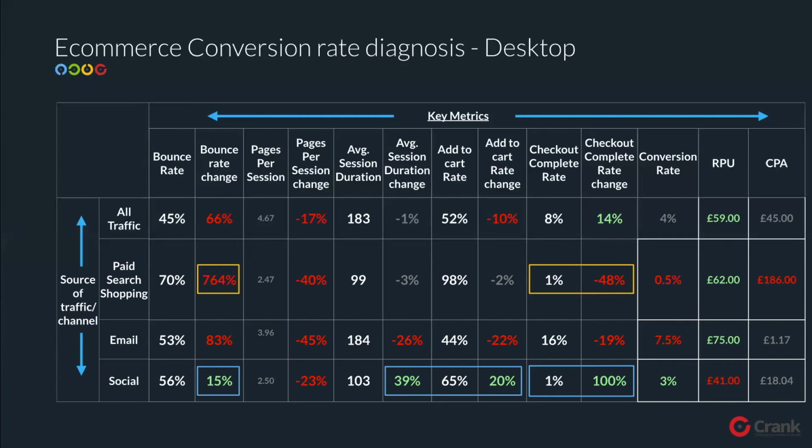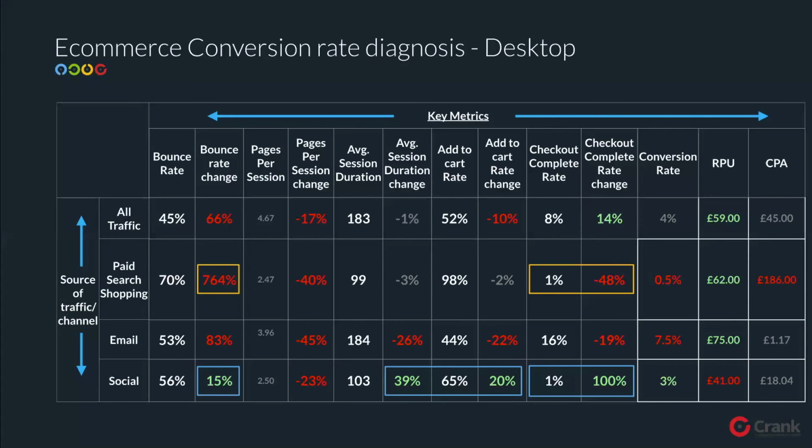On the other hand, looking at social, they've had a really good improvement in bounce rate, and their bounce rate is around 56%. So still higher than the average, but not too far away. Session duration is good, so people are really engaged. Their add to cart rate is also very good. Now you compare that to paid search shopping. Of the people that don't bounce, a lot of them add to cart, but very few check out.